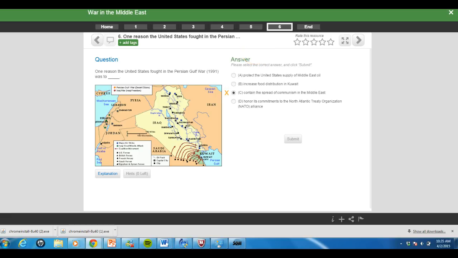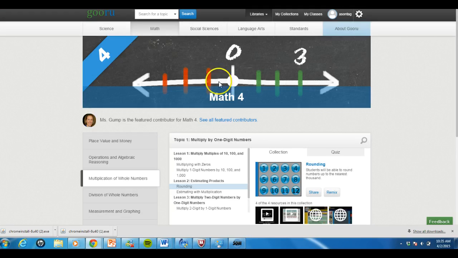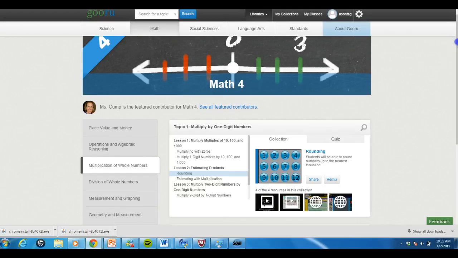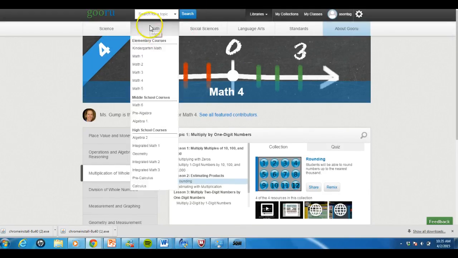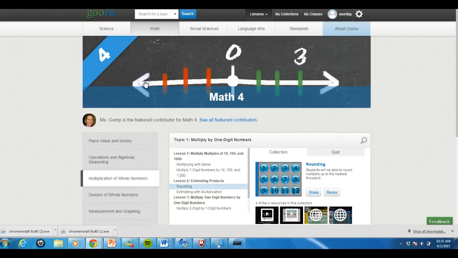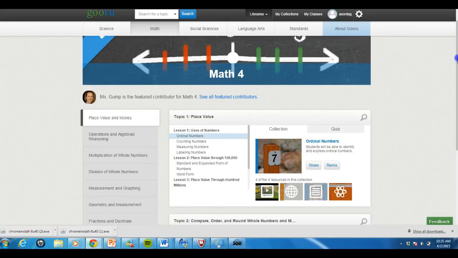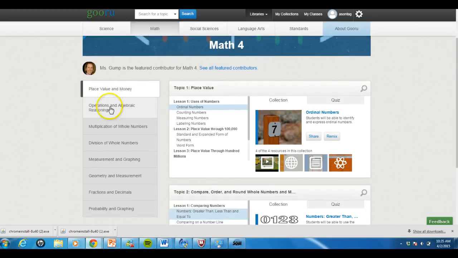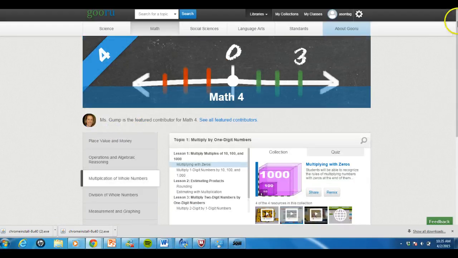And I'm also going to go over and show a math resource that we used. This is for 4th grade math. We come up here to the math section, click on grade 4. Now we have different options. You can do place value in money, operations and algebraic reasoning, multiplication of whole numbers, and that's the subject we're going to use.